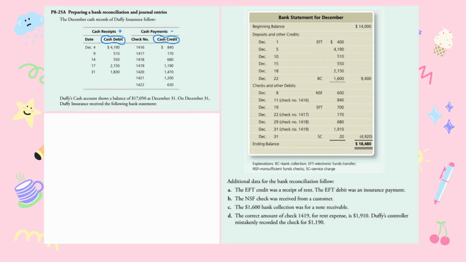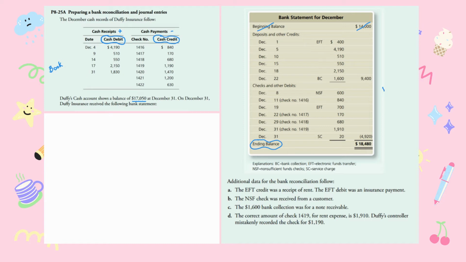Duffy cash account shows a balance of 17,050 at December 31st. So this is my book records. And this is my balance per book. Okay. Now on December 31st, Duffy Insurance received the following bank statement. So here we have the bank statement for December. He gave me the beginning balance, 14,000. And we don't care about the beginning. We care about the ending balance. I care about this one.